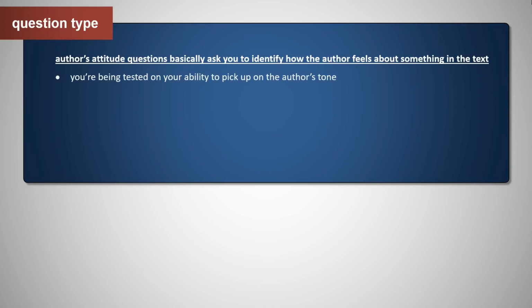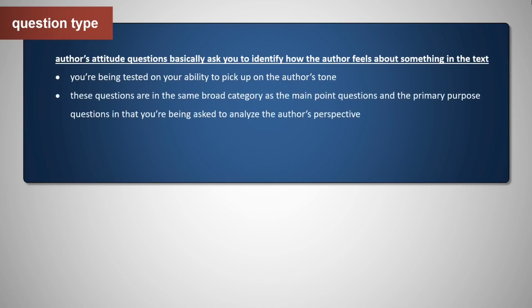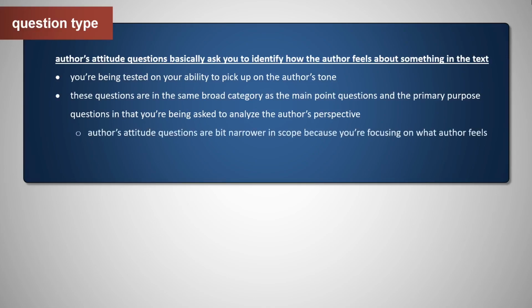So you're being tested in your ability to pick up on the author's tone, essentially. Now, these questions are in the same broad category as the main point questions and the primary purpose questions, in that you're being asked to analyze the author's perspective. You're focusing on the author. Author's attitude questions are going to be a bit narrower in scope because you're focusing on what the author feels. So it's not so much that you're being asked something about the overall argument. But they are still relatively general because you will need to look at, generally speaking, different pieces in different parts of the text to pick up on the author's attitude.